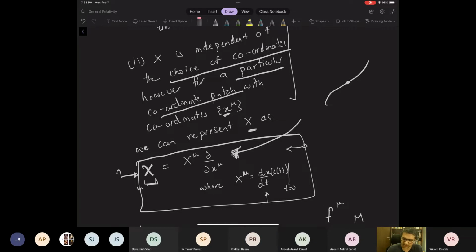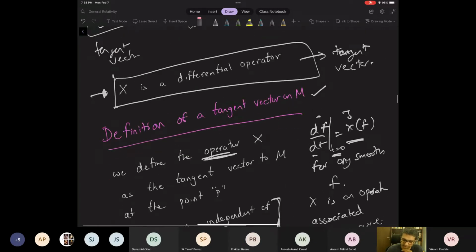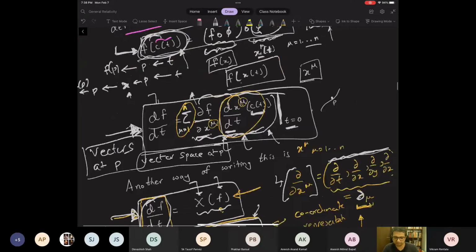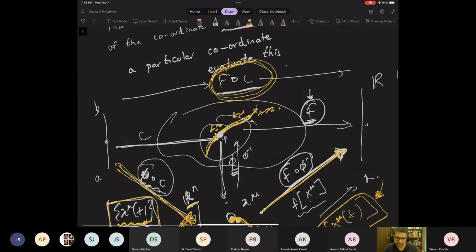Just as we discussed, this df by dt, this operation of differentiating f along the curve, is independent of any choice of coordinate system, because the curve itself is a function. You can directly think of it as, from the interval AB to R, there is a function f composed with C. That function can be differentiated. That operation doesn't rely on any coordinate system.